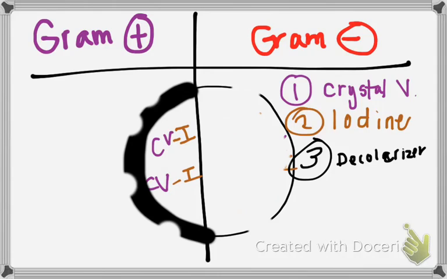So after the decolorizer, gram-positive is purple or violet in color. That's why the colors were written that way. Gram-negative is clear, or colorless, I guess is a better word. And so after the decolorizer, you want to know what color they both are. Gram-positive is purple. Gram-negative is clear.